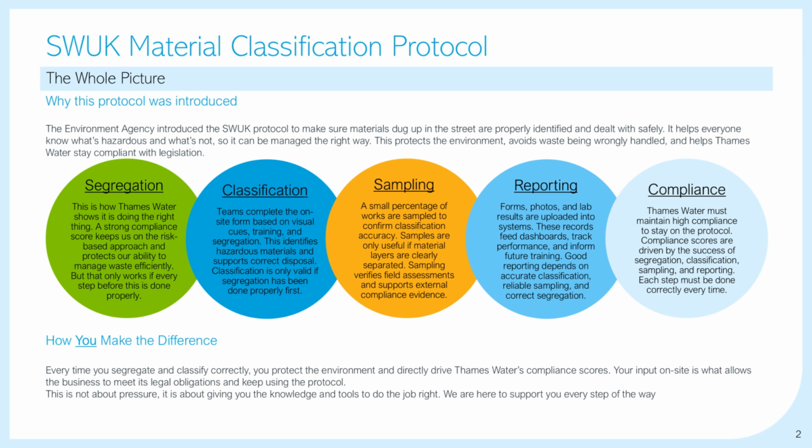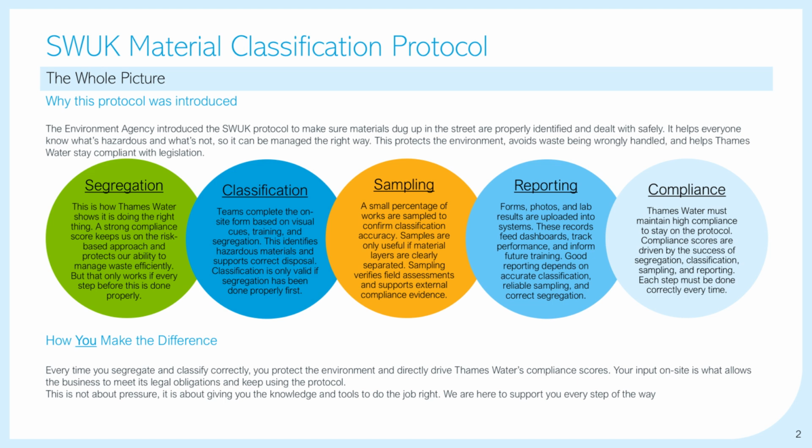Once materials are segregated and classified, a small number of sites will be selected for sampling. These sample results are then clashed against the on-site classification completed by the dig team. If they match, it shows the process is working and we score positively for compliance. Every quarter, Thames Water reports our compliance performance to the Environment Agency. This reporting is based on how well our sample results match the on-site classifications. Good compliance means we can keep using the protocol.